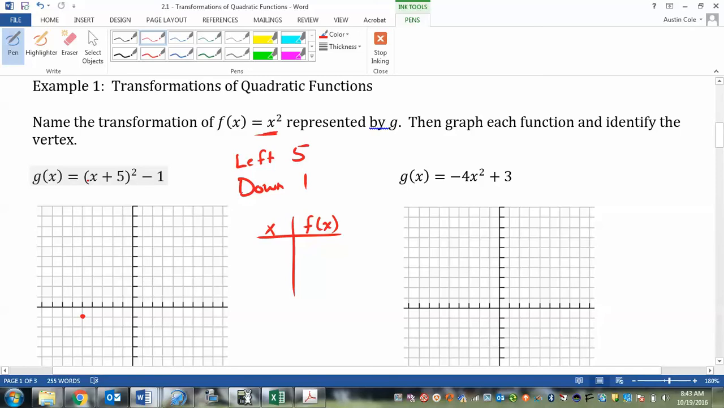What's 0 squared? 0. What's 0 minus 1? -1. That's why when I input -5, I get -1. That's why we get that point there. Okay? Now, we want to plug in a couple more points.